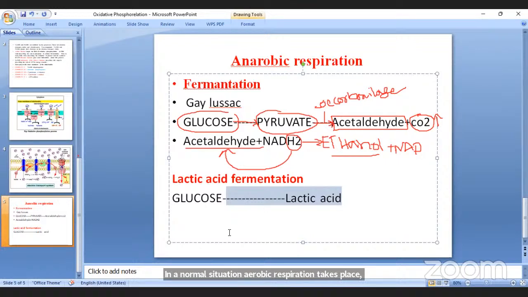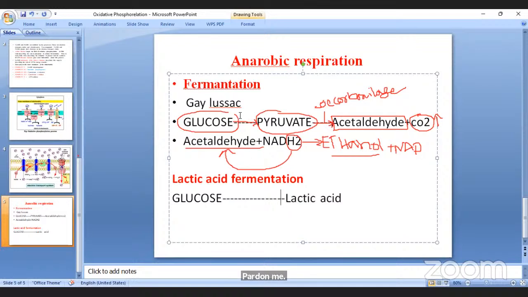But in overload, over exercise, what happened here? Are any ATPs produced? No, sir. In this too, of course, ATPs are produced, no doubt. But when compared with aerobic, very less ATPs are produced.